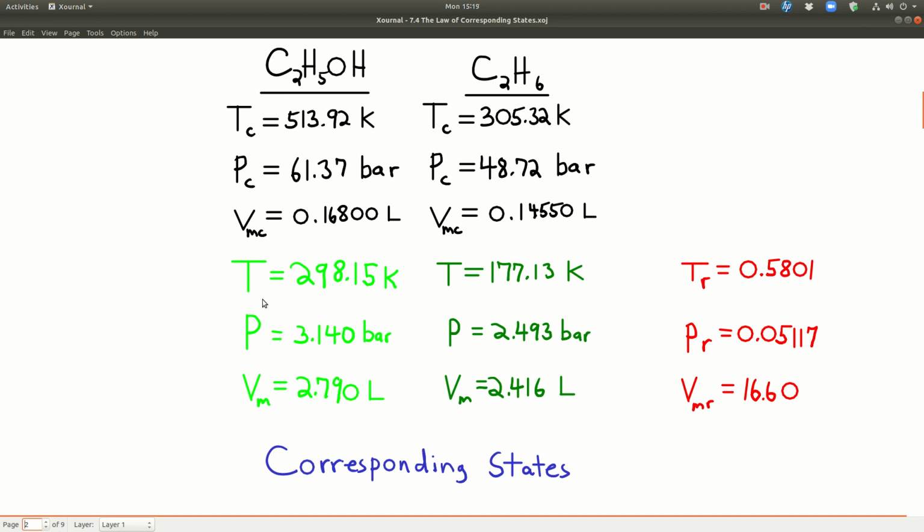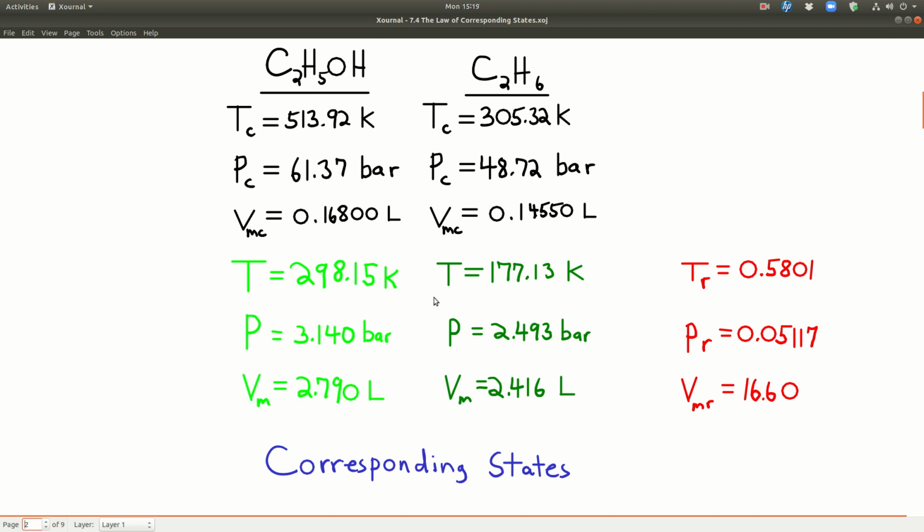For example, if we look at ethanol and ethane, these are their critical temperatures, pressures, and molar volumes. If we take ethanol under these conditions, 298.15 Kelvin, 3.14 bar, 2.790 liters, we can calculate the reduced temperature, pressure, and volume, which are over here. Just 298.15 divided by 513.92 for the reduced temperature, etc.